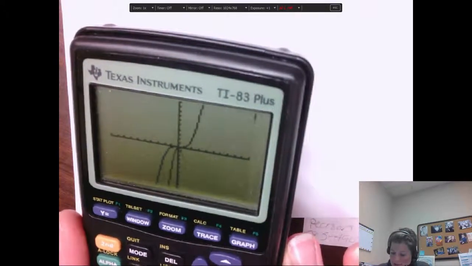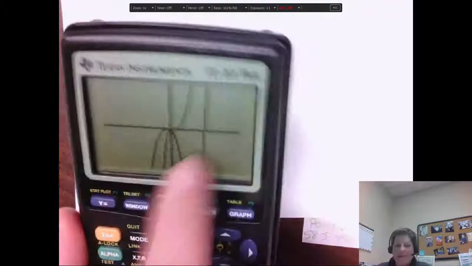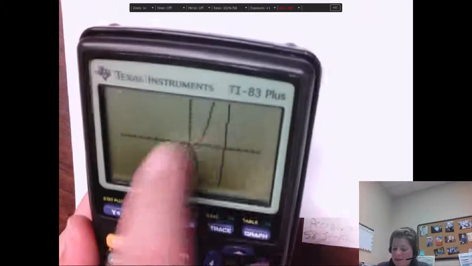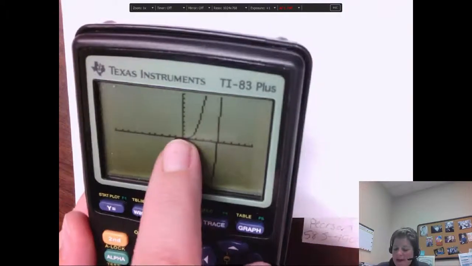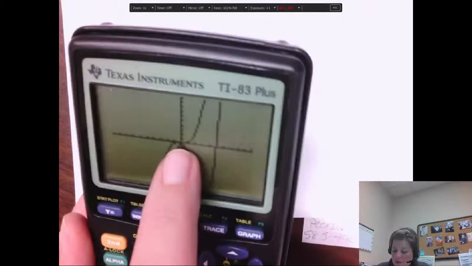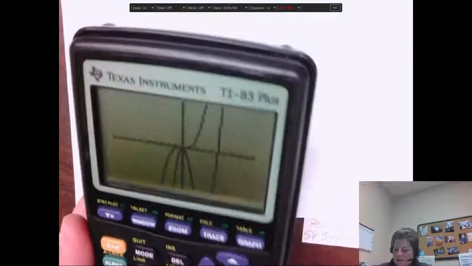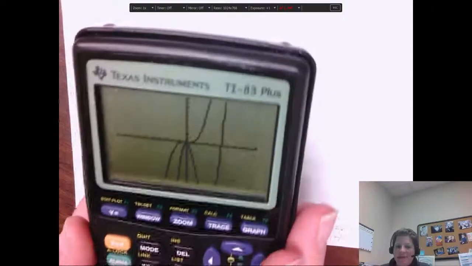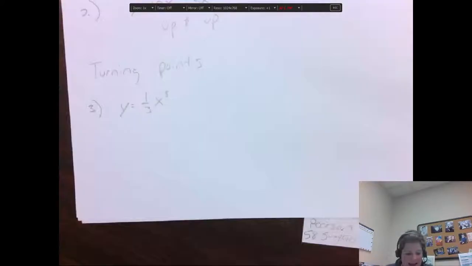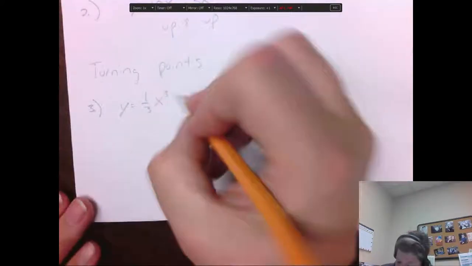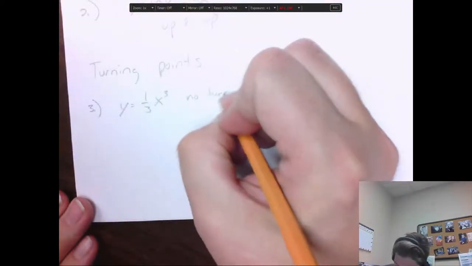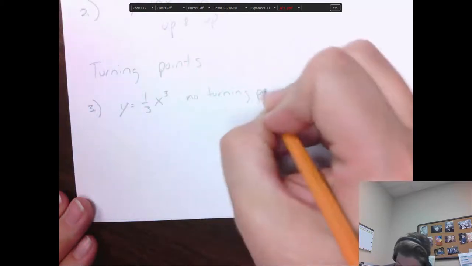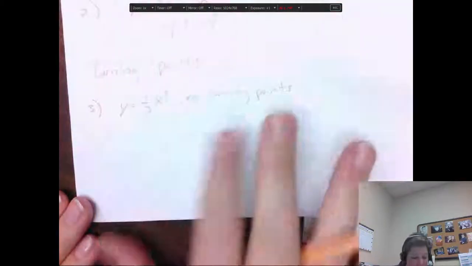Something that has more turning points is something like this one. I graphed them both. This one doesn't have much, but see how this one goes up, and it totally turns the other way and then goes back up. So you can see that the second one that I graphed definitely has 2 turning points, whereas this one does not. This one has no turning points. So you just have to look at the graph to decide.